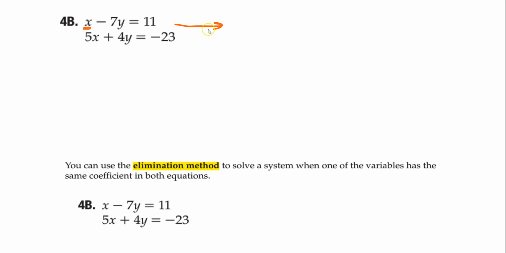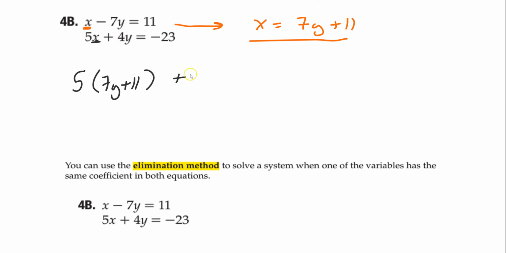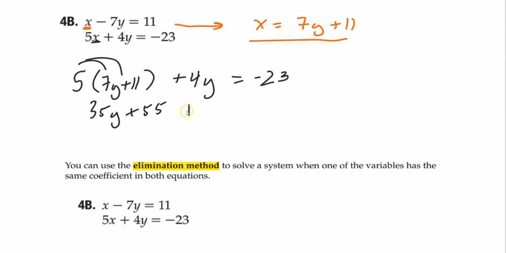So when we write this, we're going to add the 7y to both sides. X equals 7y plus 11. So we have that equation. Now what we want to do is plug that equation in for the x in this equation. So we're going to have 5 times, instead of x, 7y plus 11, plus 4y equals negative 23. Right, we're plugging this in for the x right there. And again, after you do that, it's solving. Distribute: 35y plus 55 plus 4y equals negative 23.